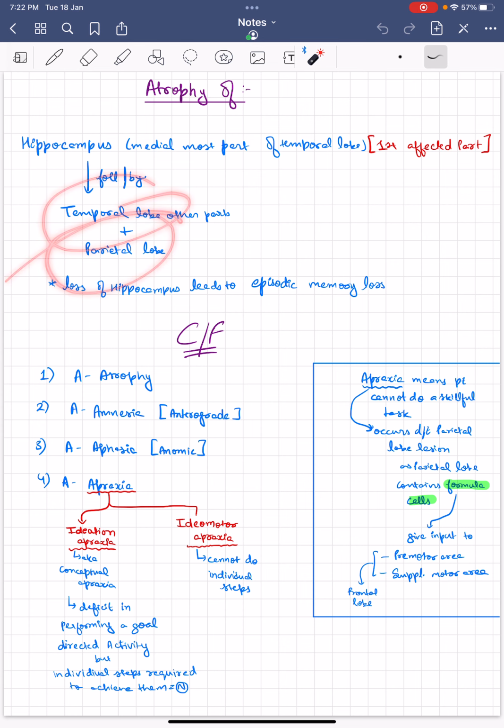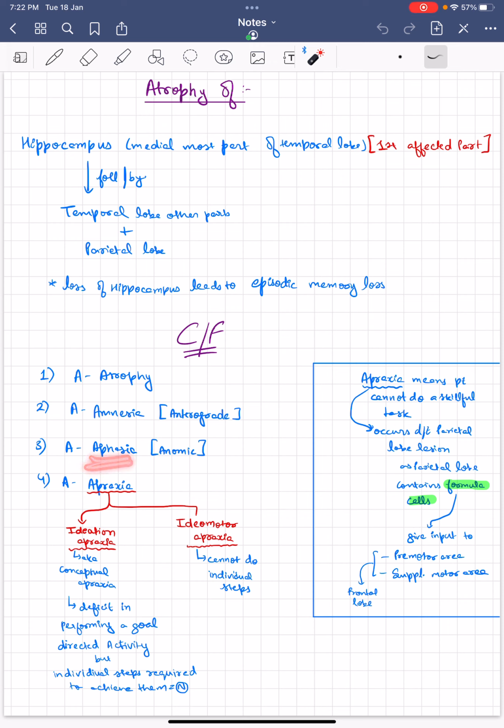Parietal lobe, temporal lobe. Clinical features, we can remember this by the multiple A's in its name: atrophy, amnesia, aphasia, apraxia. Apraxia is of two types: ideational apraxia and ideomotor apraxia. Atrophy, we have just covered what atrophy is. Amnesia means to forget, and it is of two types: retrograde and anterograde. In this, there is anterograde amnesia.